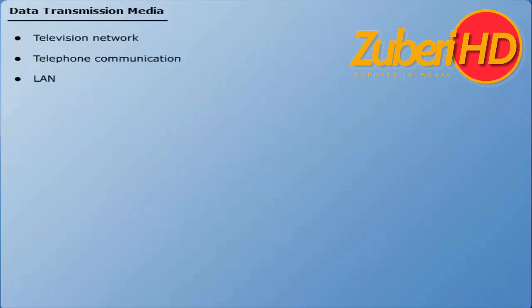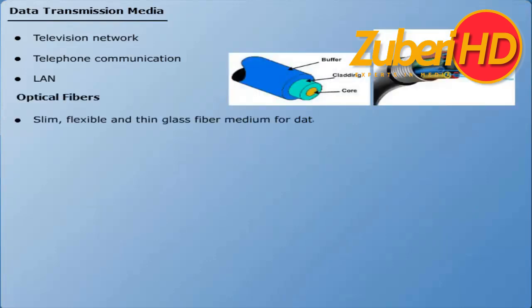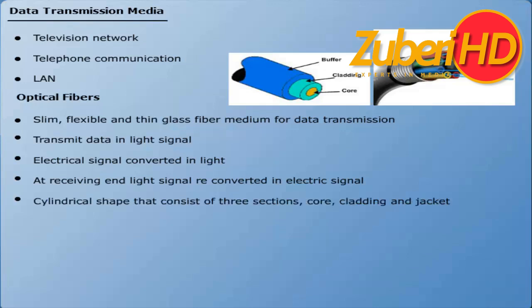Optical fibers. An optical fiber is a slim, flexible, and thin glass fiber medium for data transmission. The optical fiber transmits data in the form of light signals. Electrical signal is converted into light and at the receiving end, light signals are reconverted into electrical signals. The shape of optical fiber is like a cylinder that consists of three sections: the core, cladding, and the jacket.